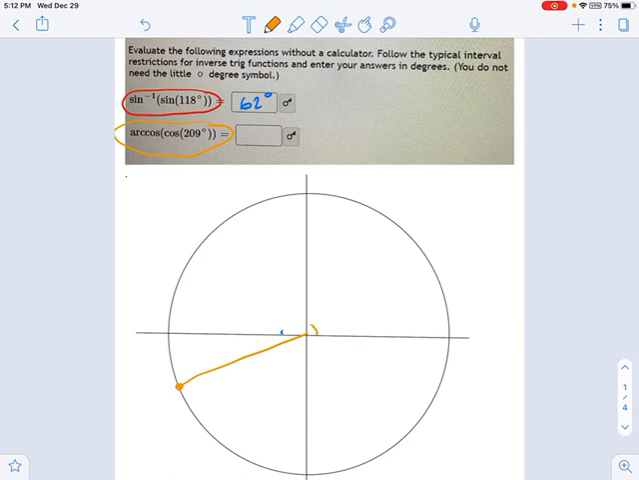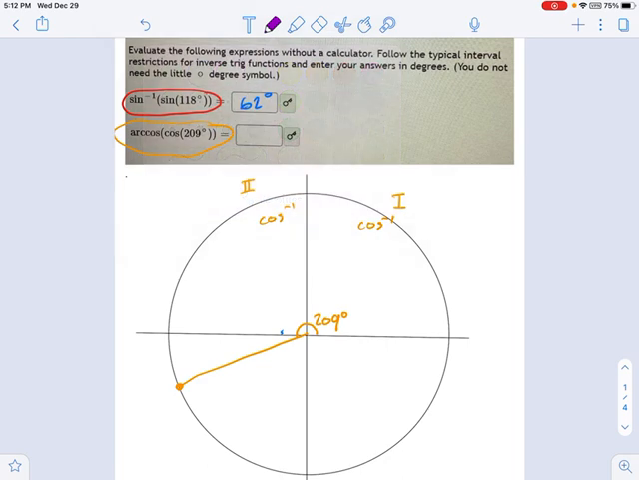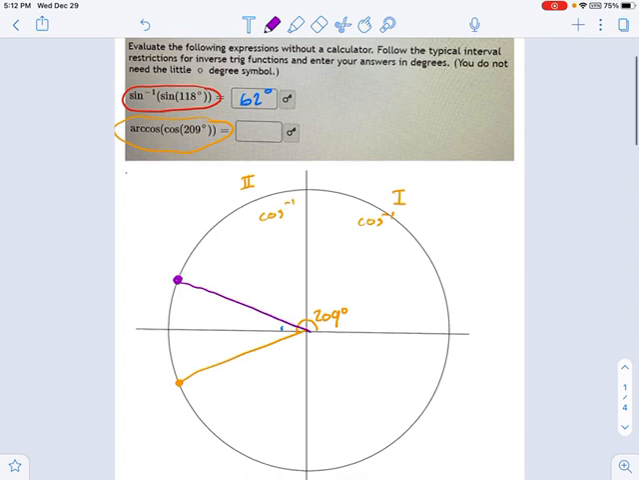Okay, there's 209 degrees. Well, what is the angle in quadrants 1 or 2? Remember, inverse cosines are limited to these quadrants right here. What is the angle in those two quadrants that has the same x value? Okay, and I'll just use purple for this guy. Well, the same x value is right here on the unit circle. So the question we're asking is, what is that angle in purple?